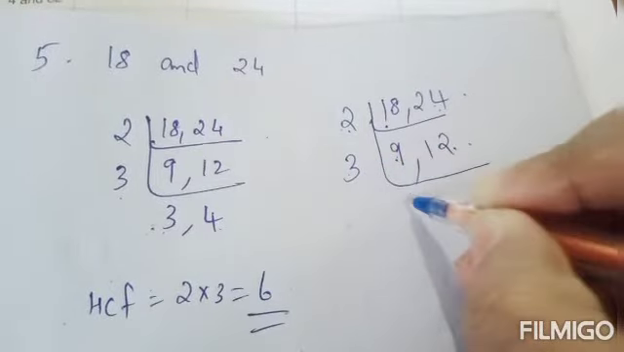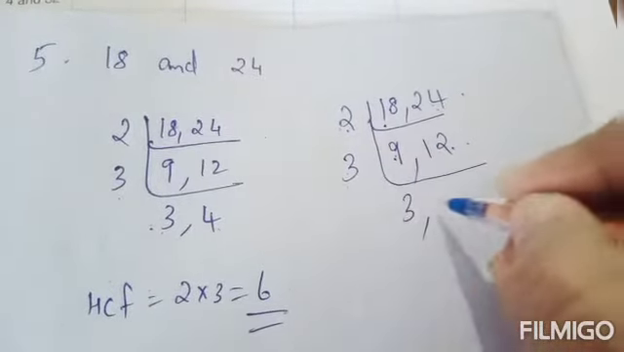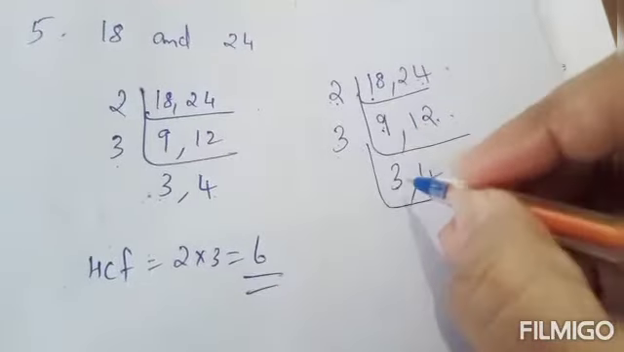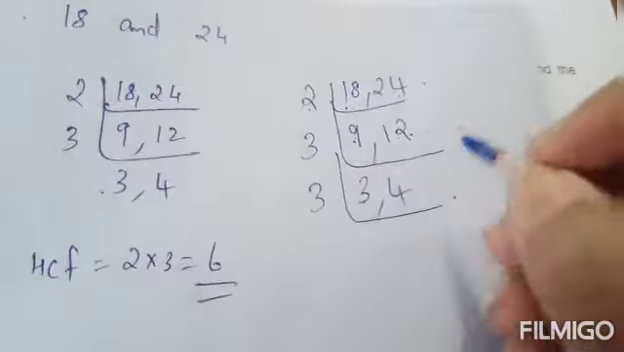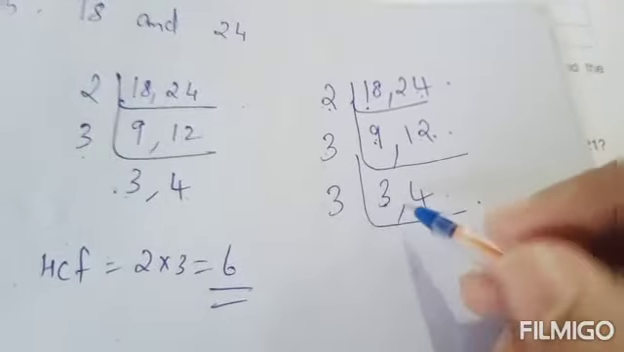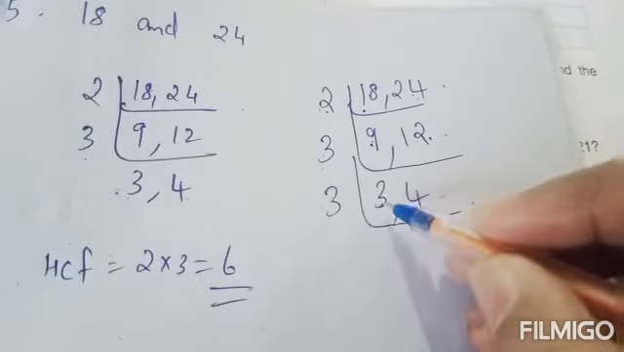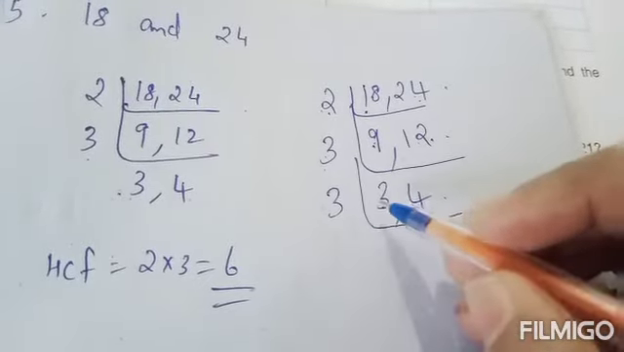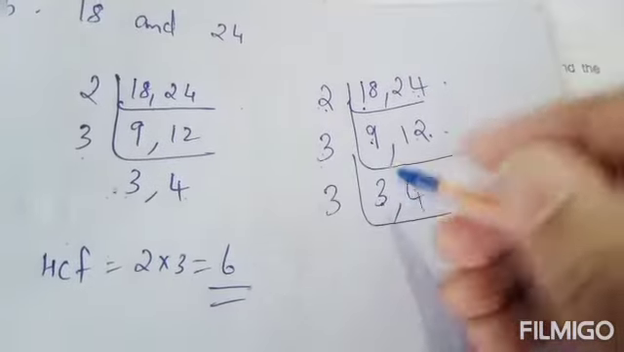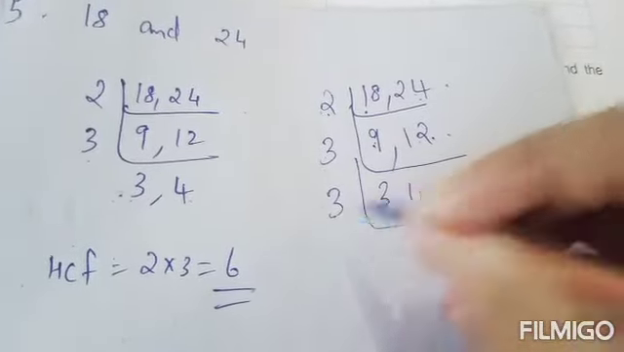So 9 divided by 3, 3. 12 divided by 3, 4. Now 3 you can divide by 3 only. You can't find a number with which you can divide 3 and 4. So you want to make these numbers 1. So 3 you can divide by 3 only.